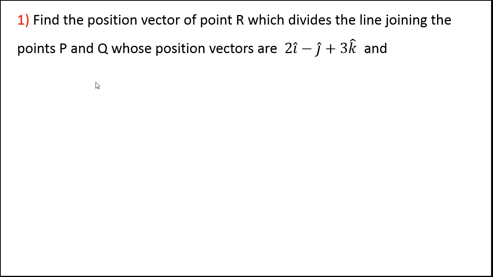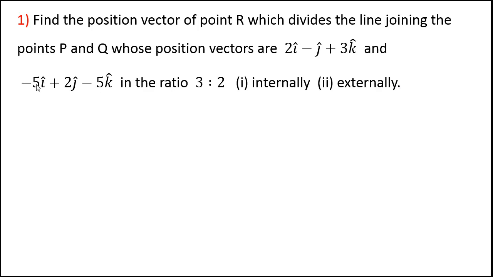First question is, find the position vector of point R which divides the line joining the points P and Q, whose position vectors are 2i minus j plus 3k and minus 5i plus 2j minus 5k in the ratio 3:2. There are two parts. In first part division is internal, in second part division is external.